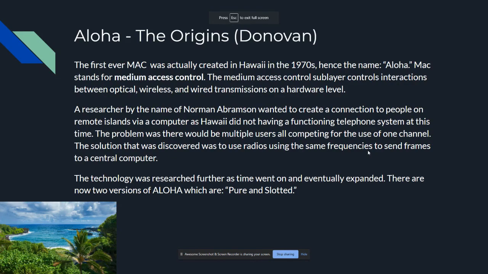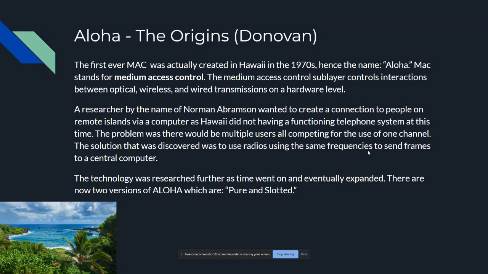All right, hello. For my project today, I'm going to be talking about Aloha and its origins is where I'm going to start. So, Aloha was actually the first ever MAC created in Hawaii in the 1970s, which is where the name comes from. And MAC stands for Medium Access Control. So, basically, this sublayer is just something that controls interactions between optical, wireless, and wire transmissions on a hardware level.